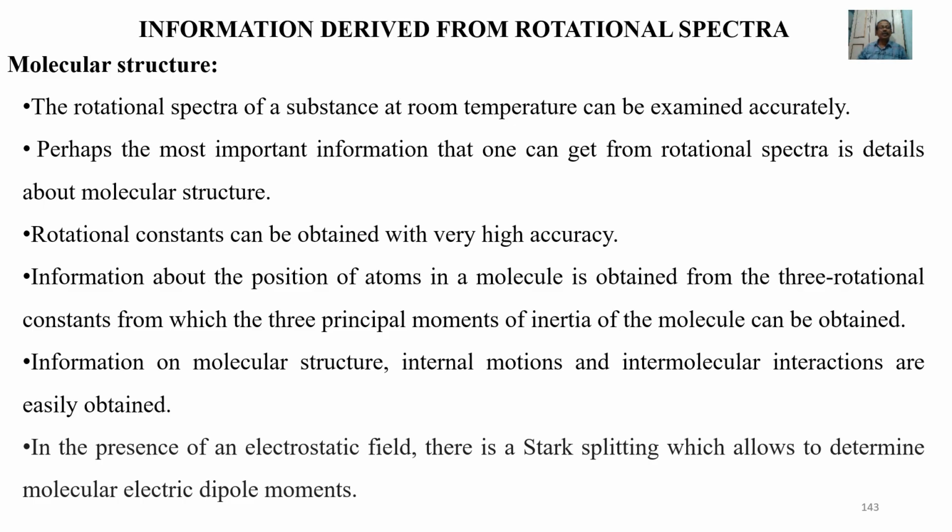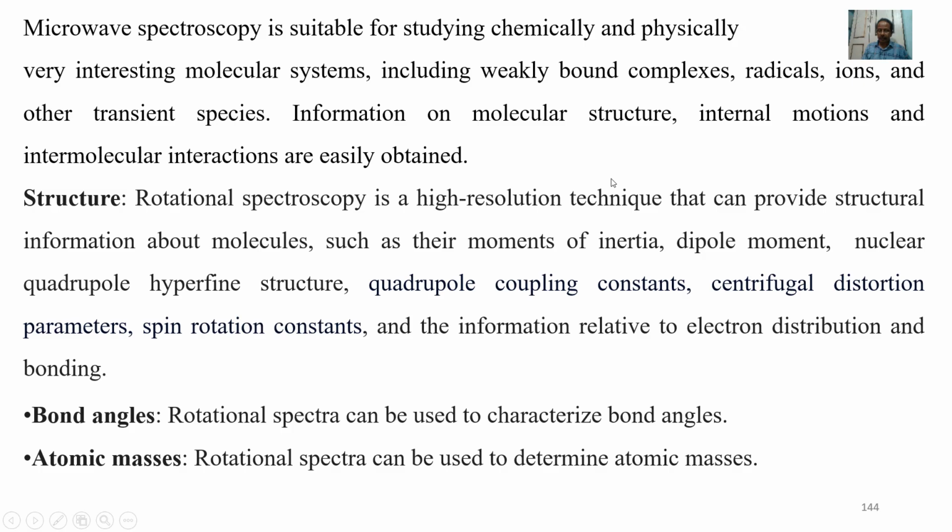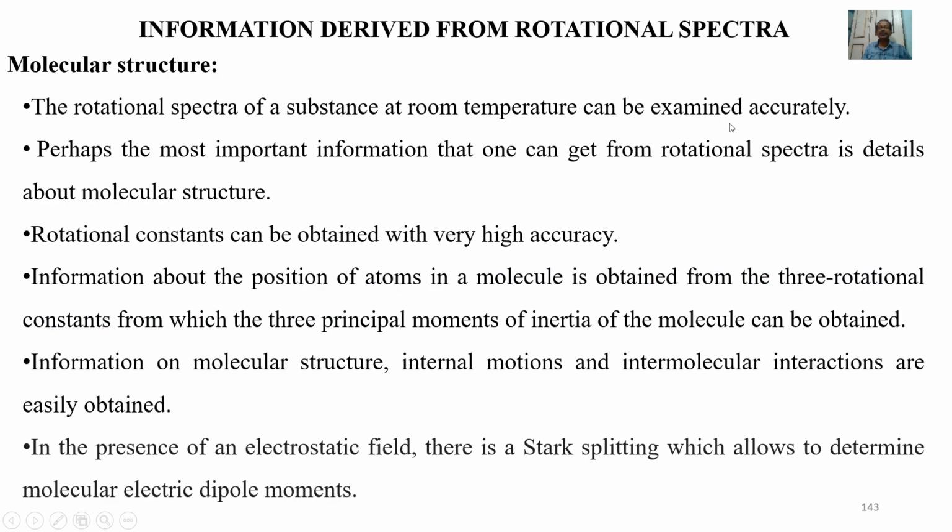One can get the detailed molecular structure of any diatomic molecule from rotational spectra. The rotational spectra of a substance at room temperature can be examined accurately. Perhaps the most important information that one can get from rotational spectra is details about molecular structure.